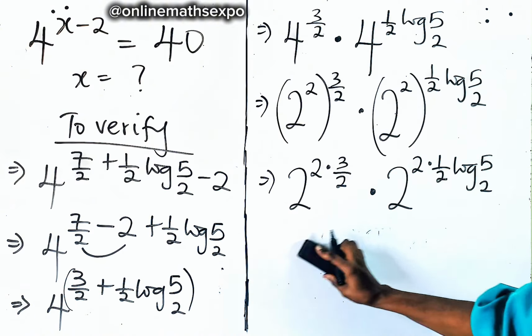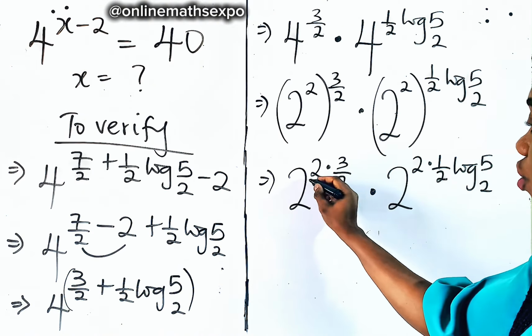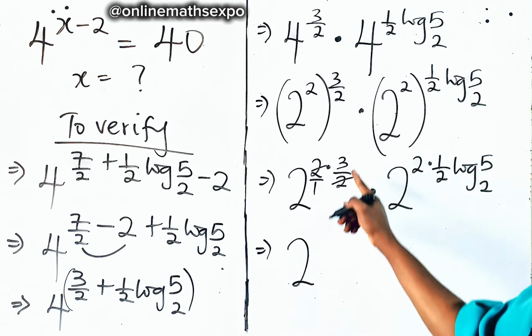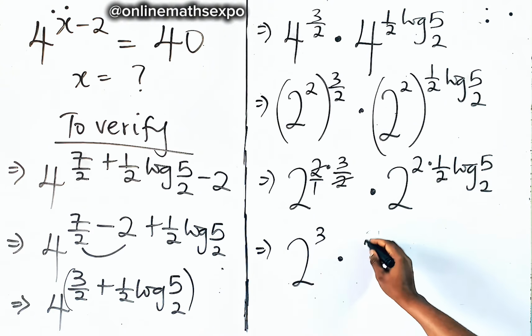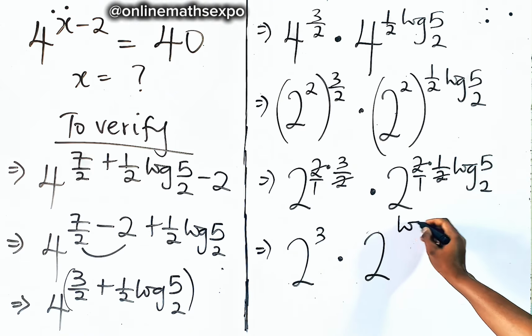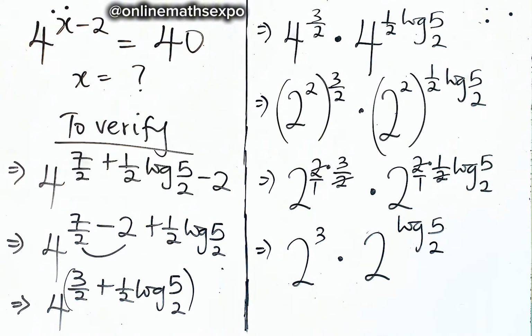So simplify this. What do we have? This is 2 and 1. So this we cancel. So we have 2 to the power of 3 multiplied by 2 to the power. This is on 1. So this cancels. We have log of 5 base 2. Amazing.